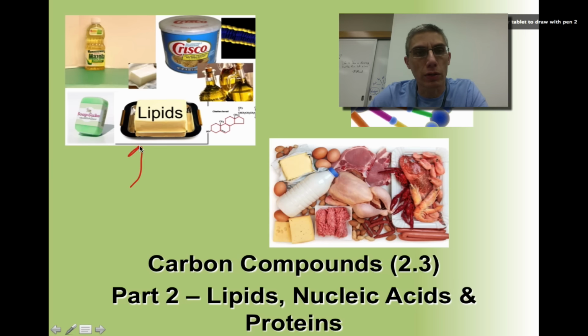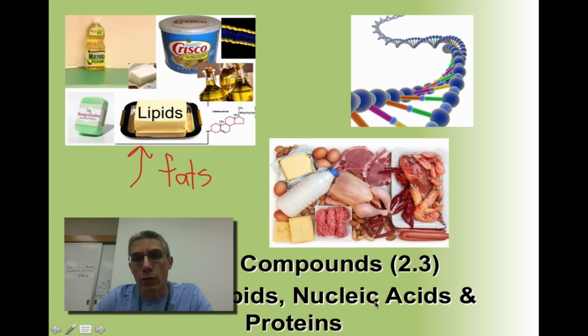So in part 2, our main focus today is going to be on the lipids, which you can see are right up here in the upper left-hand corner. The lipids are going to be the fats, and again, this is a type of macromolecule. We're also going to be talking about the nucleic acids, which are right here, and the nucleic acids would be like RNA and DNA.